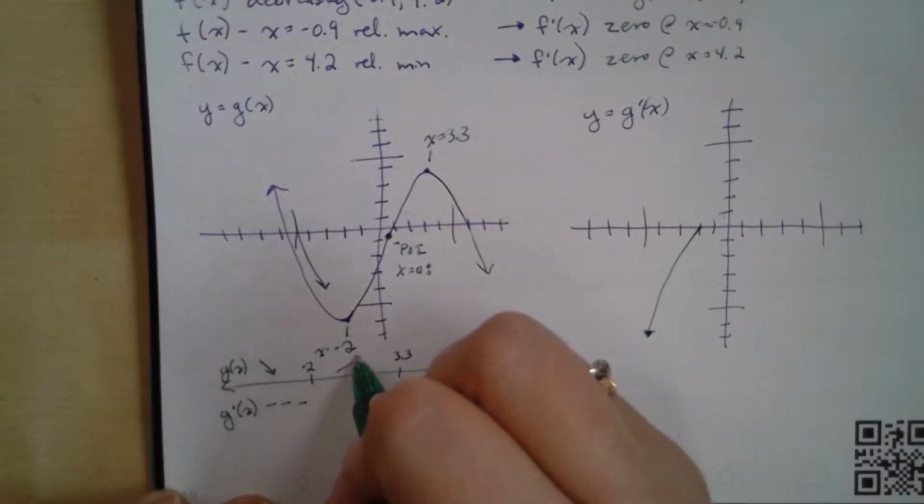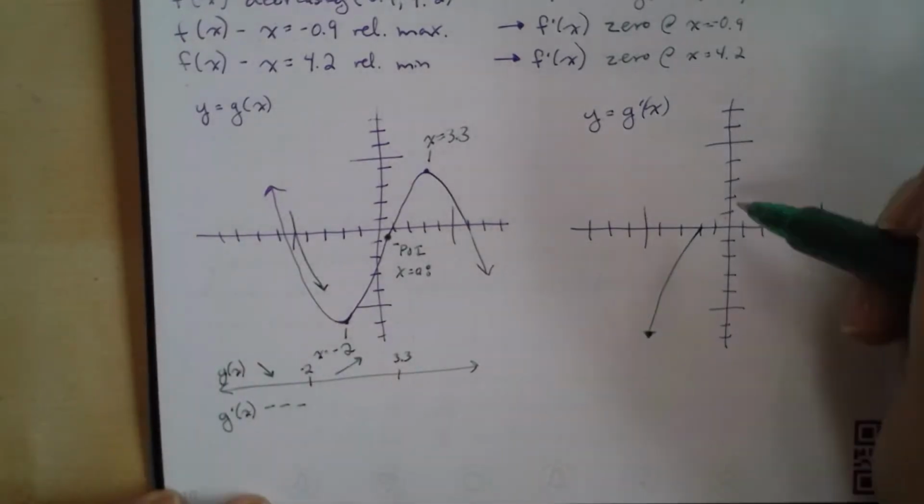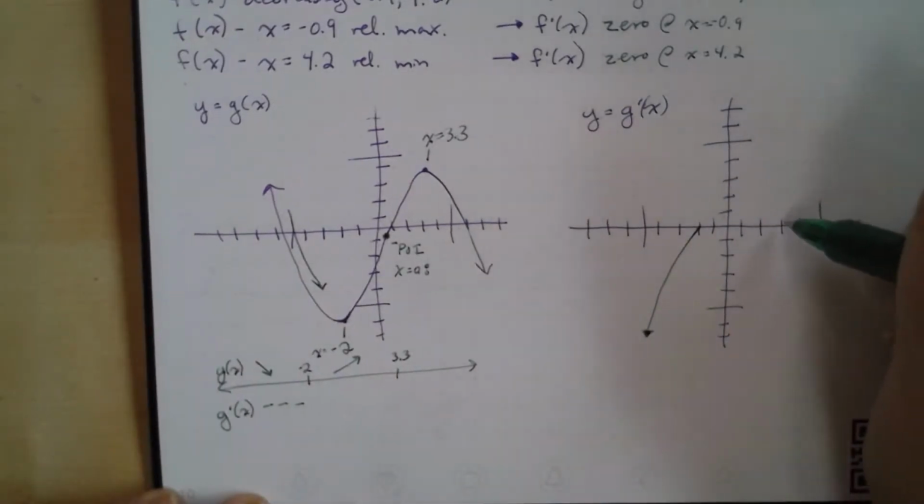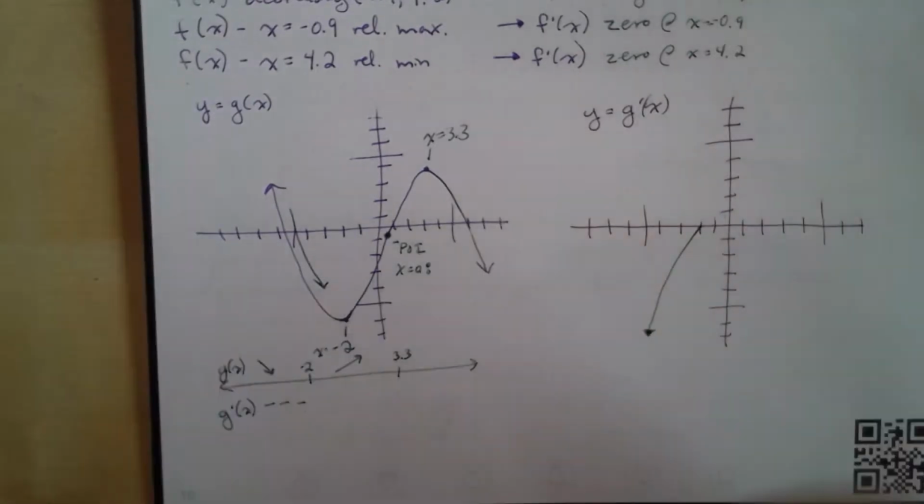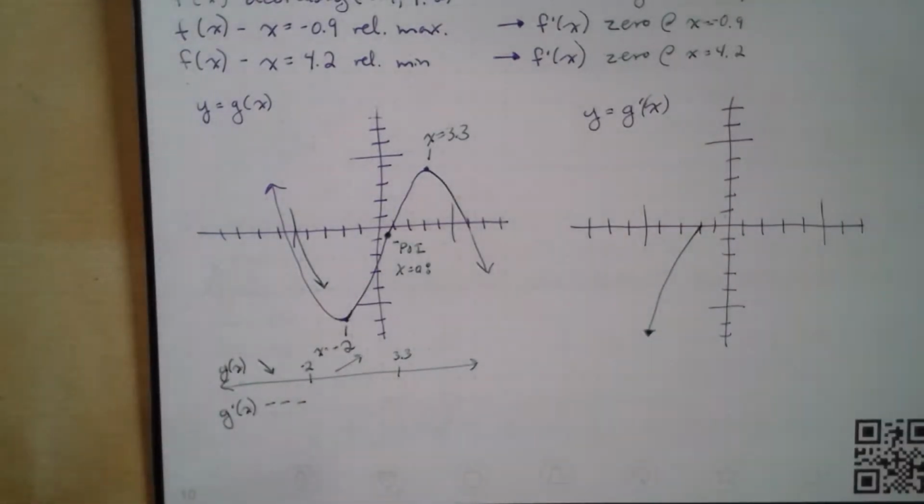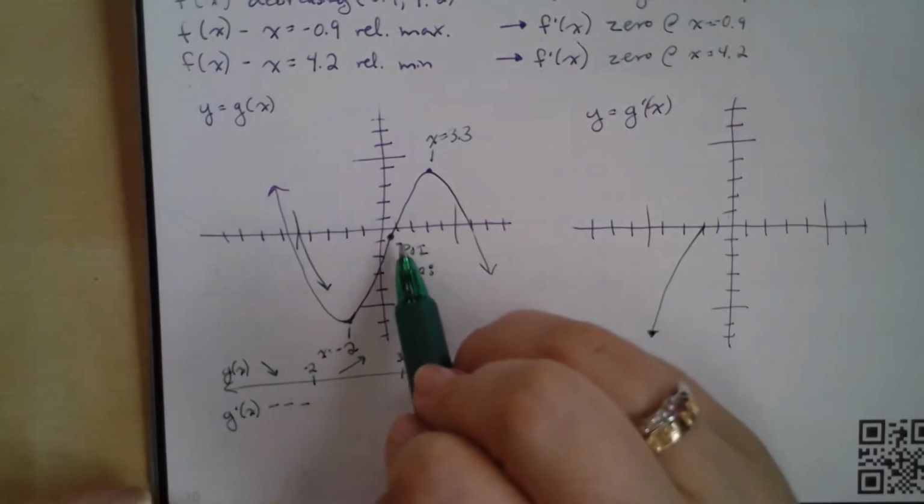Then from negative 2 to 3.3, g of x is actually increasing. So it should be positive there, right? So until 3.3, I should have positive things happening. I'm not going to do anything quite yet to draw that, because I know that my point of inflection here is also important.